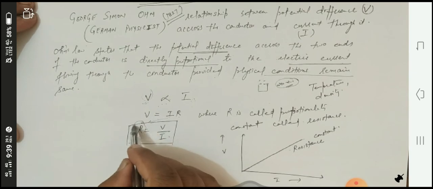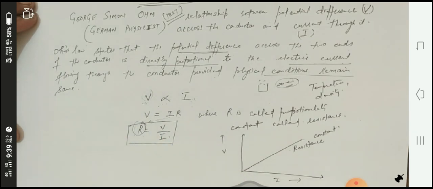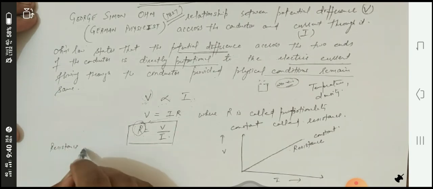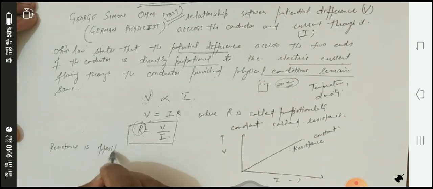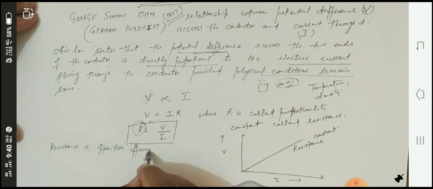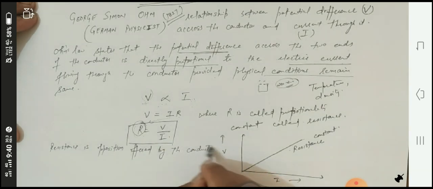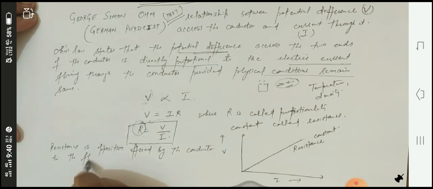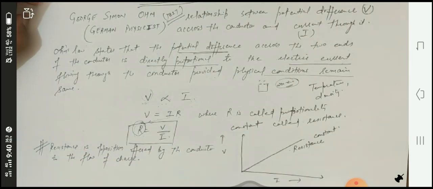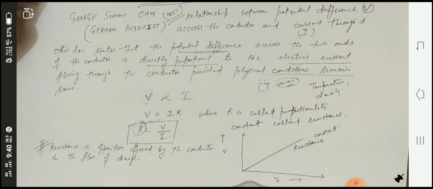Okay, let's define this concept, that is resistance. Fine. Resistance is the opposition offered by the conductor to the flow of charge. Fine. Resistance is the opposition offered by the conductor to the flow of charge. It is the property of the conductor to oppose the flow of charge.